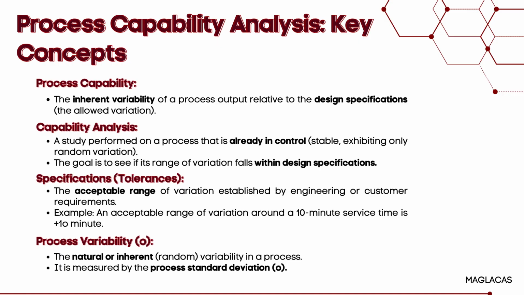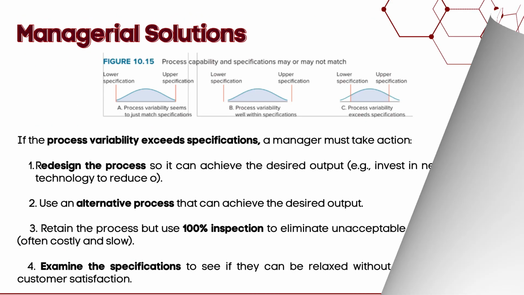If our process's predictable spread fits inside the customer's limits, the process is capable of meeting the demand. But if it goes wider than that or goes beyond that, then it is not capable, and we must redesign the system to improve quality.